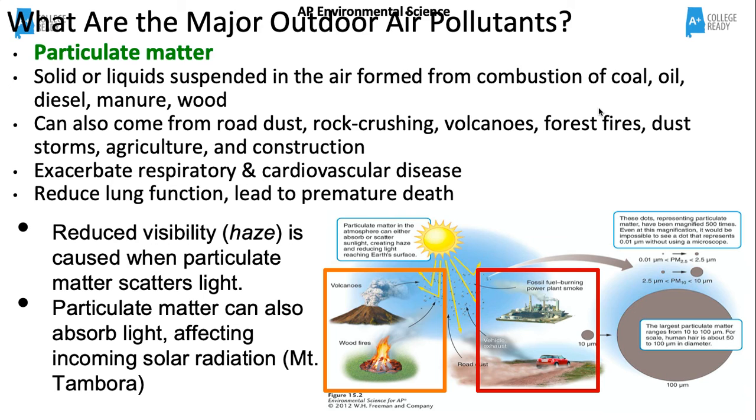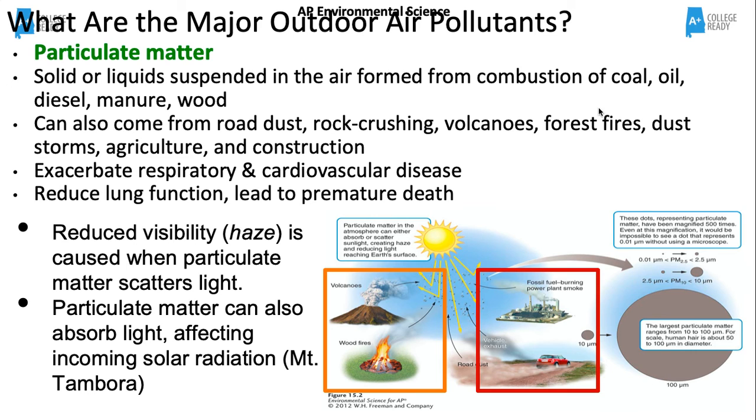You also got particulate matter. Particulate matter are going to be solids or liquids suspended in the air formed from the combustion of coal, oil, diesel, manure, or wood. So no matter what, particulate matter comes from combustion, comes from burning things. But it can also come from road dust, crushing of rocks, volcanoes, forest fires, dust storms, agriculture, and construction. It does exacerbate, which, remember we said that just means it makes it worse, things like respiratory and cardiovascular disease. It can also reduce lung function and lead to premature death.